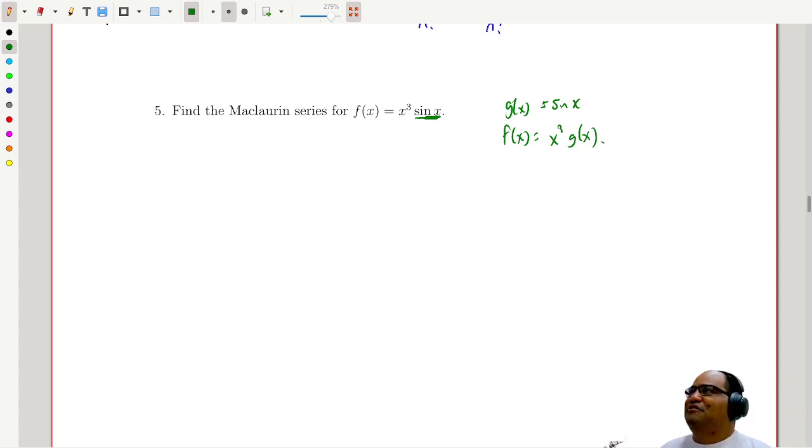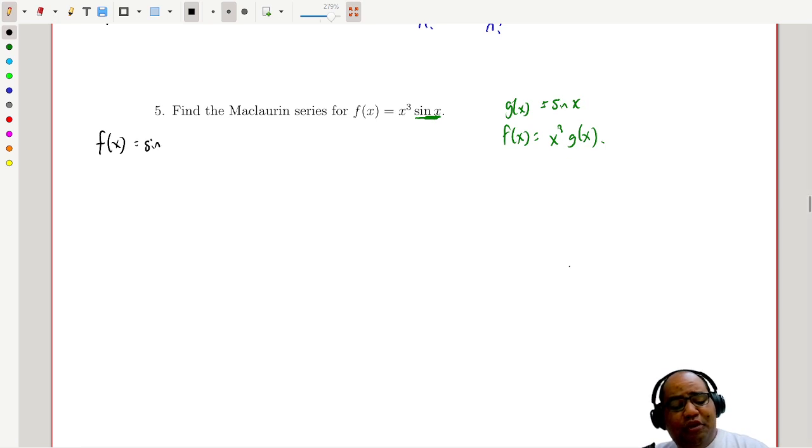So all my powers of x will get pushed up by 3. Spoiler alert. What do I really mean? Well, we already expanded sine of x. Let's remind you here. Remember that we expanded a variant of sine. So I guess we should just go ahead and write this down here.